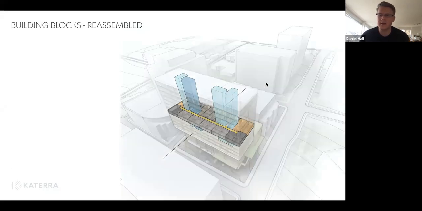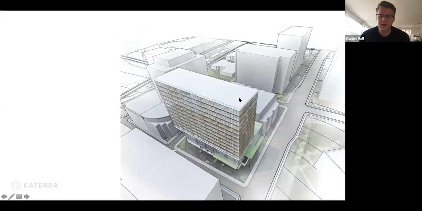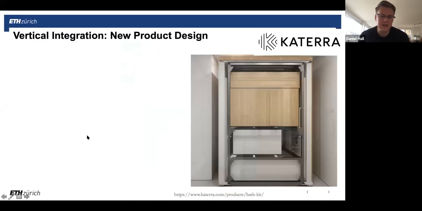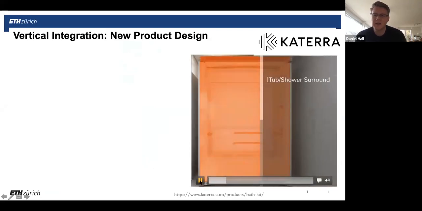of mass customization. And here, again, is one vision of what that final office product might look like. There's many, many more slides on the presentation I linked, which is publicly available. I think this is interesting because it shows that they have the ability to rethink new product design. This is their bath kits. It's a very simple idea.